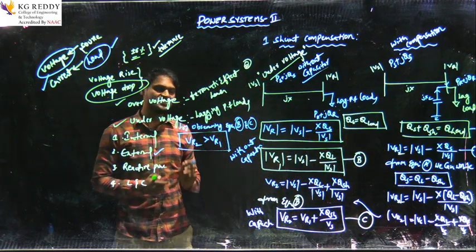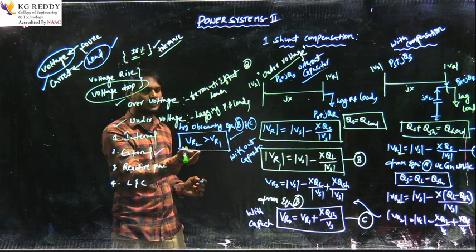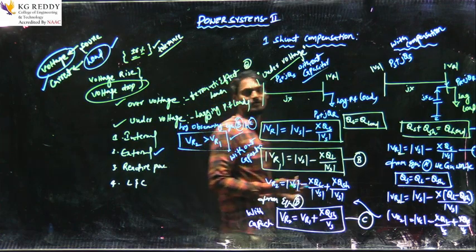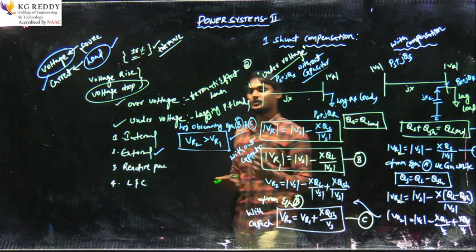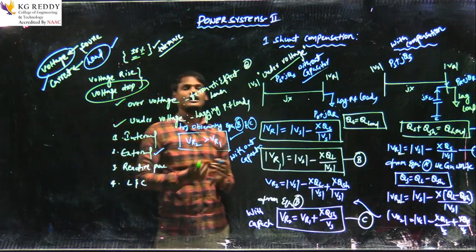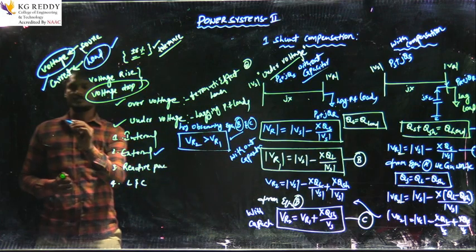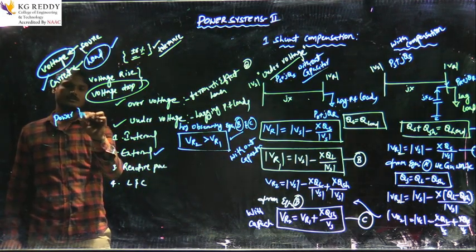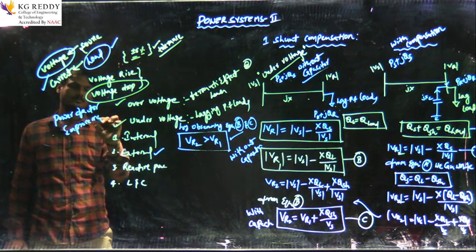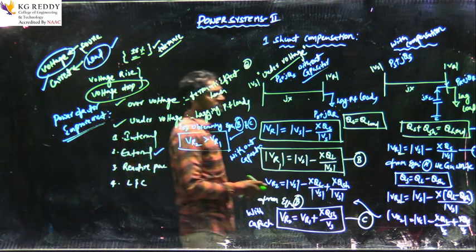So with compensation and without compensation, here we have proven that the receiving end voltage with compensation is more than the receiving end voltage without compensation, right? Not only does the voltage drop improve, one more advantage of the compensation technique is power factor improvement. How is it possible? That may be a big question for you, right?